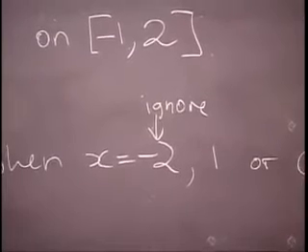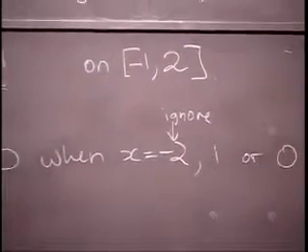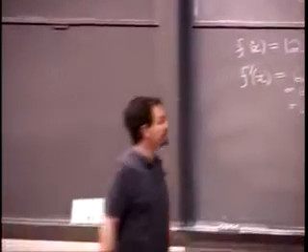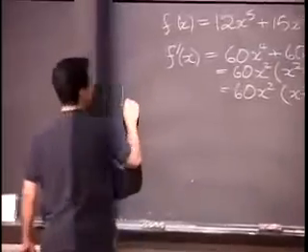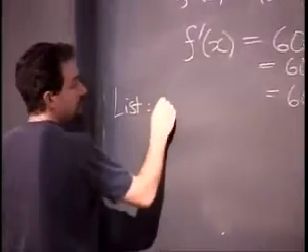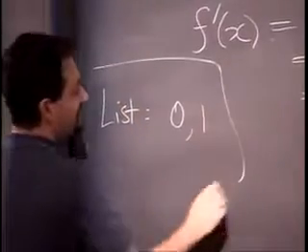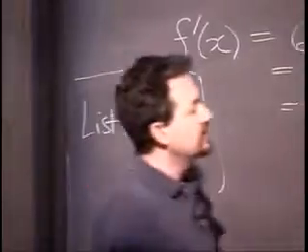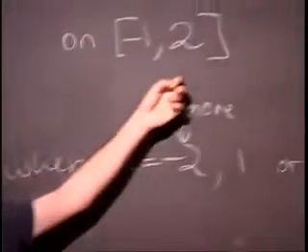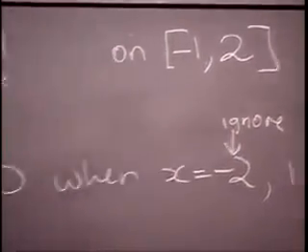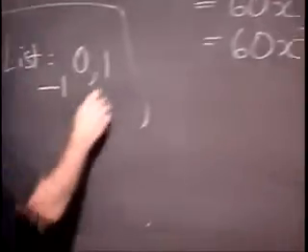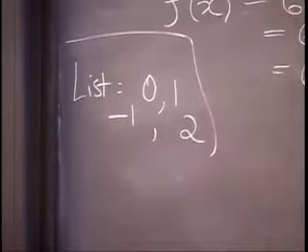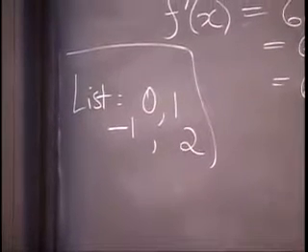If, of course, I let f go free and have domain all of R, yes, it would matter. But you've got to ignore it in this case. So our list currently looks like this. List of potentials is 0 and 1. Well, according to this, I need to add the endpoints of the interval. The interval is [minus 1, 2], so I need to add those to the list. So I've got 4 potential candidates for the global maximum and the global minimum.